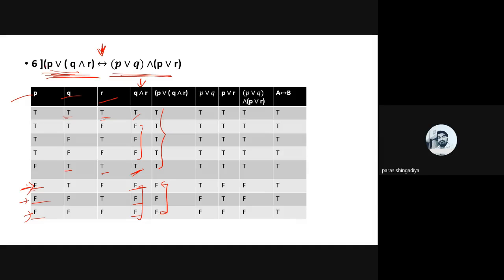That is our first part of the given example. And now let us check the second part. For the second part, we require P or Q, P or R, and then apply the AND operator between them, and then we'll check the final conclusion. So P or Q, the answer of P or Q.